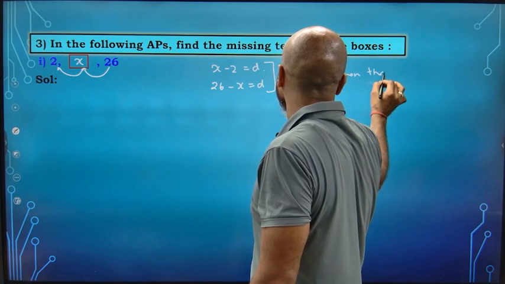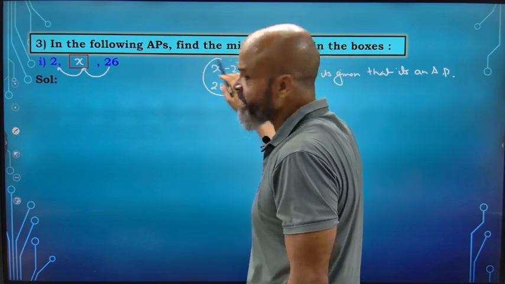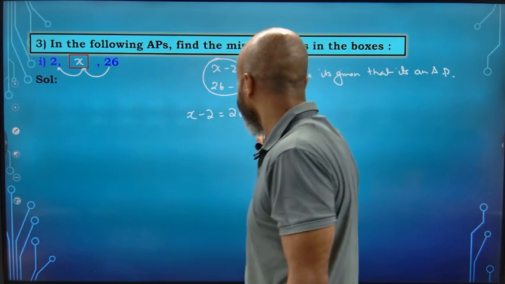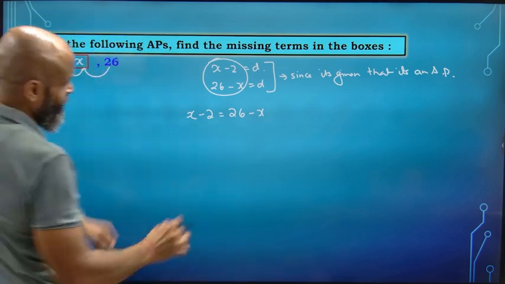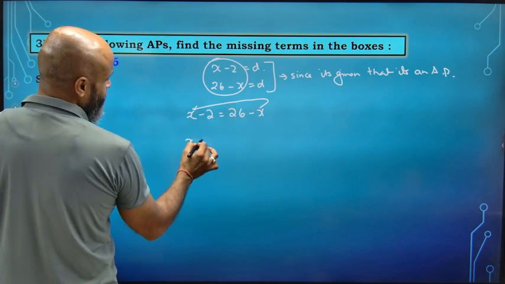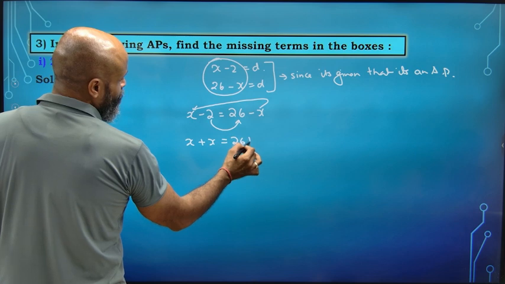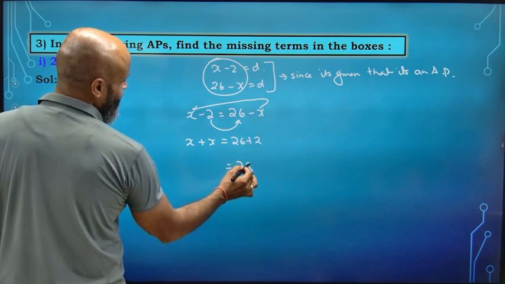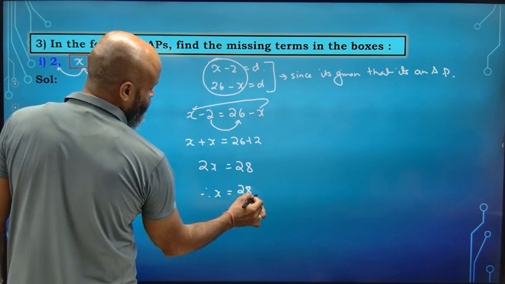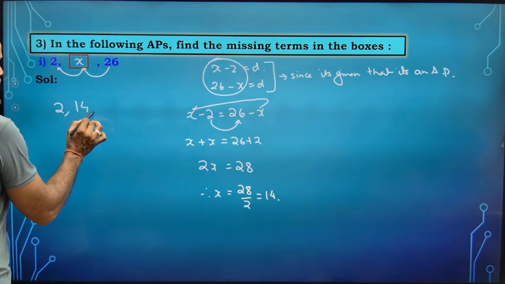Since it's given that it's an AP, can we equate these two? So we can say that x minus 2 is equal to 26 minus x. Okay, so now we are collecting all the variables on one side. So x transposed here will become plus x. Minus 2, if it is transposed here, becomes plus 2. 26 plus 2, that will be 28. This is 2x, so therefore x will be equal to 28 by 2, that is how much? 14. Okay, so the series is 2, 14, 26.